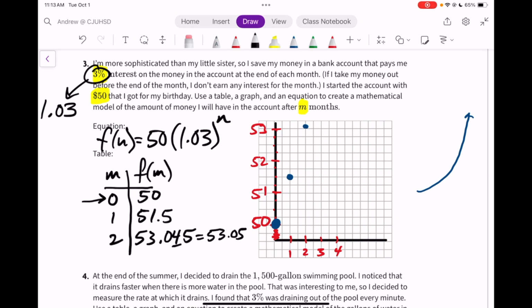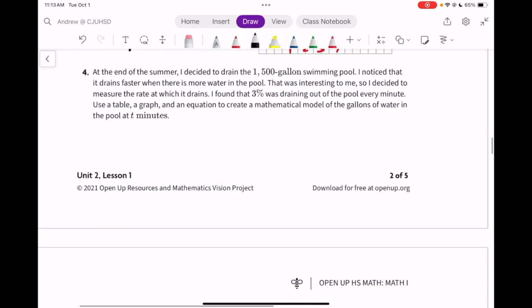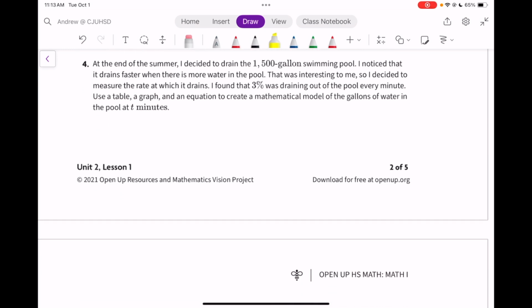Last one. At the end of the summer, I decided to drain the 1,500-gallon swimming pool. I noticed it drains faster when there's more water in the pool. That's because of the effect of gravity. That was interesting to me, so I decided to measure the rate at which it drains. I found that 3% was draining out of the pool every minute. And then we're going to create a model.